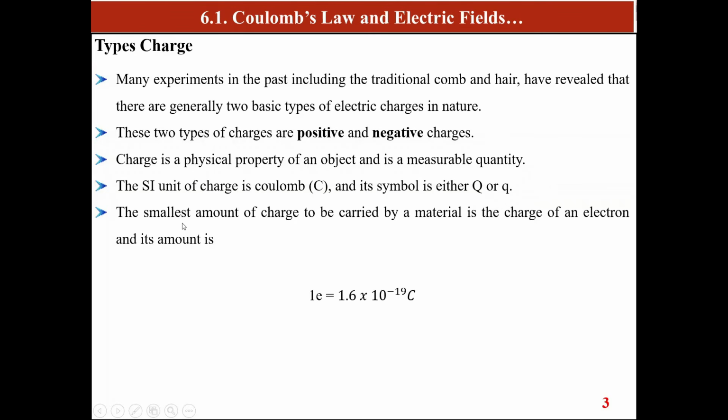The smallest amount of charge to be carried by a material is the charge of an electron. Its amount for 1 electron is equal to 1.6 times 10 raised to minus 19 Coulomb. So this is the smallest amount. Whenever we say current, a number of electrons is moving, so we can find the total charge by multiplying by the amount of charge of 1 electron. If you have 100 electrons, it is 100 multiplied by 1.6 times 10 raised to minus 19 Coulomb.